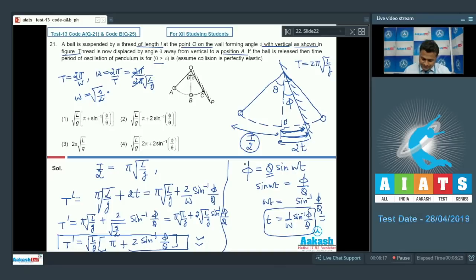Now let us find out the option. We can see clearly that option number 2 is clearly matching with final expression. So we will go with option number 2, which is absolutely correct. Now move on to the next, that is 22 number.